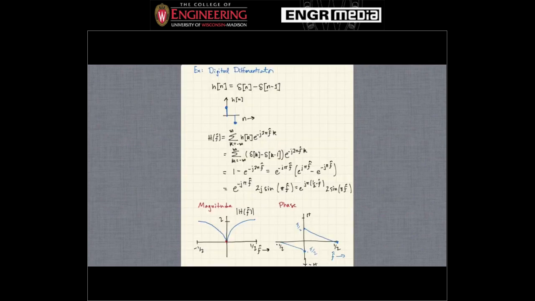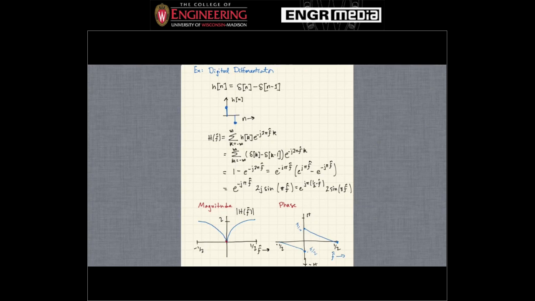Okay, let's look at another example, and that's the digital differentiator. This is a filter that we've seen before, and it has the impulse response h of n equals delta of n minus delta of n minus 1, right? So it just takes two adjacent samples and subtracts them.